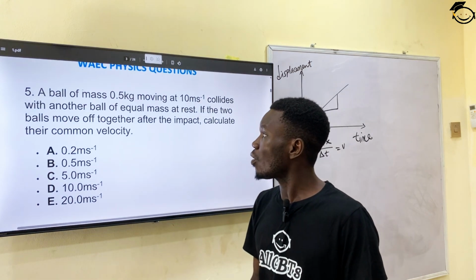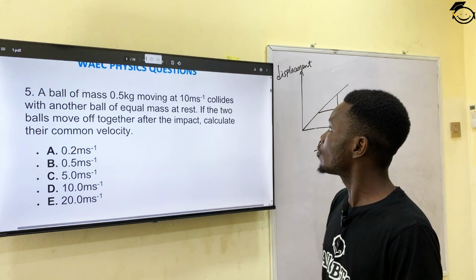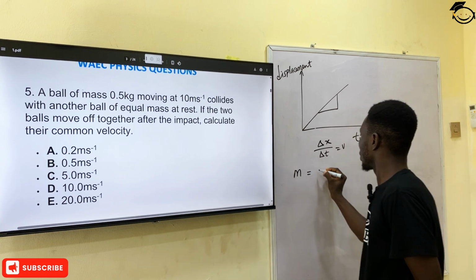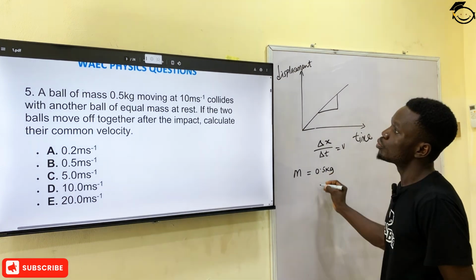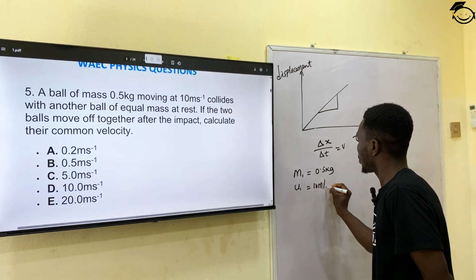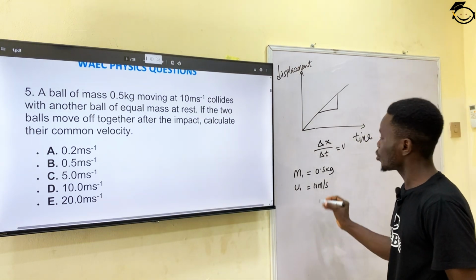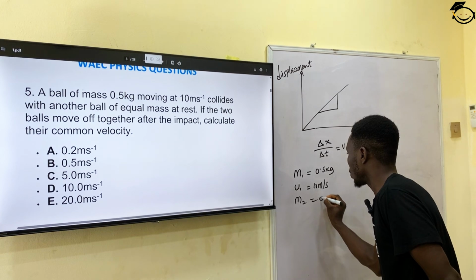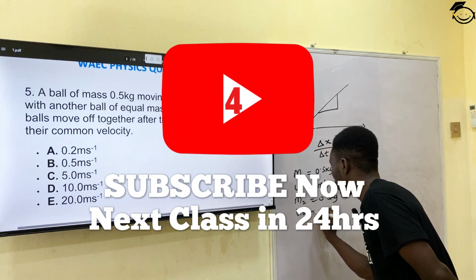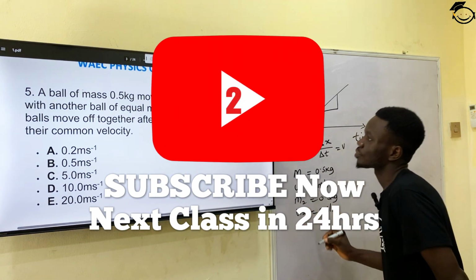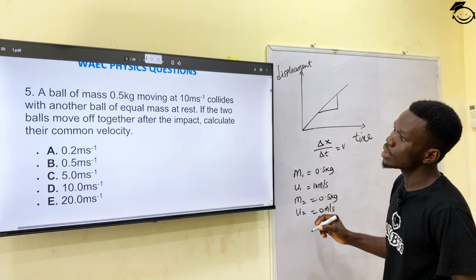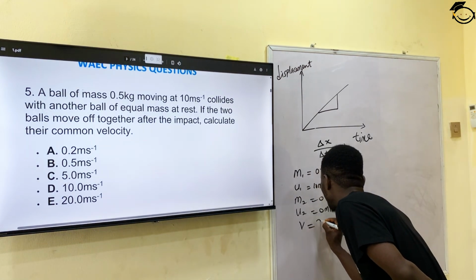Question number 5 says a ball of mass 0.5 kg moving at 10 meters per second. So I have a ball of mass 0.5 kg moving at, so this is my M1, U1 is 10 meters per second, and then it says collide with another ball of equal mass. So my M2 is also 0.5 kg, which is at rest, meaning that my U2 is 0 meters per second. If the two move off together after the impact, calculate their common velocity. So their common velocity is unknown.